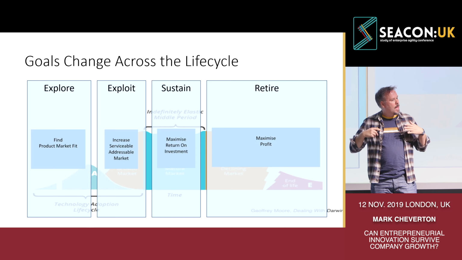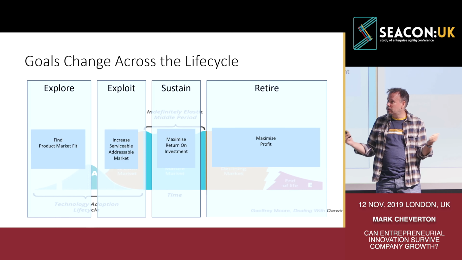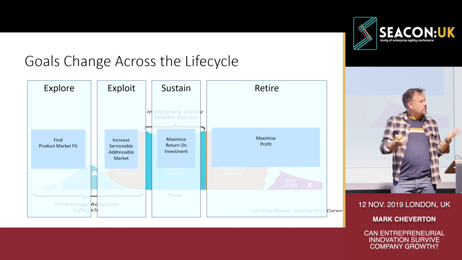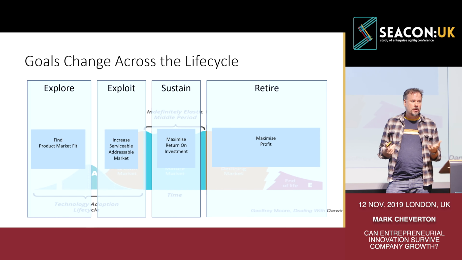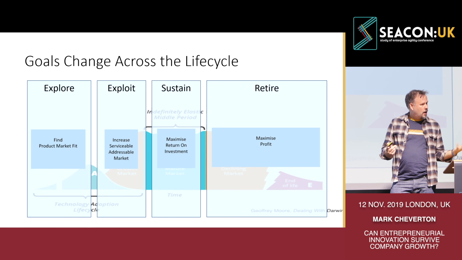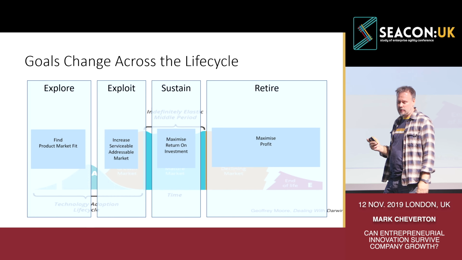In Exploit, these are the high growth products. They're doing really well. Our job in that mode is to capture as much of the market as possible, as fast as possible, and increase the serviceable addressable market. Once products and markets are mature, we're more in the Sustain phase. We're trying to get a return on our investment. And in the final stage, these are things which are in decline, and we're trying to maximize our profit. These are cash cow type scenarios.